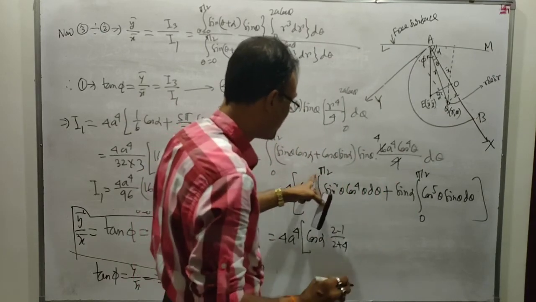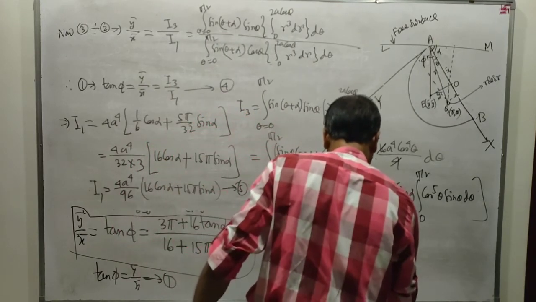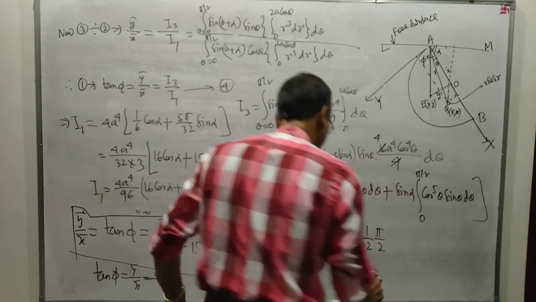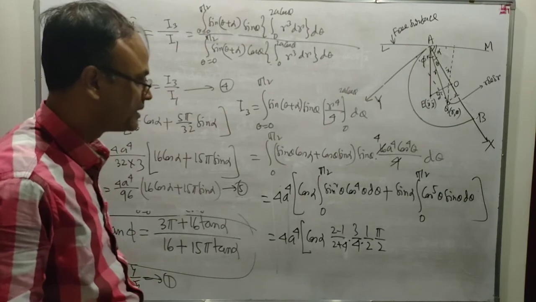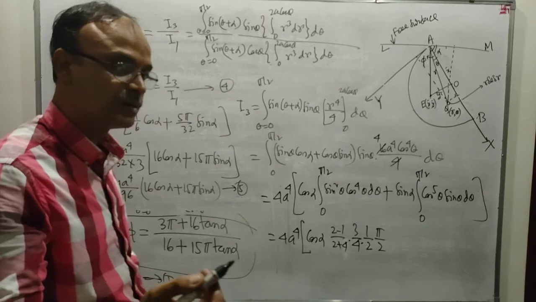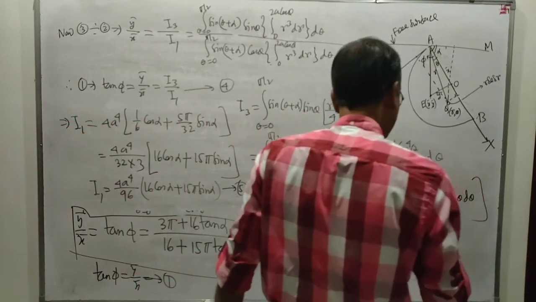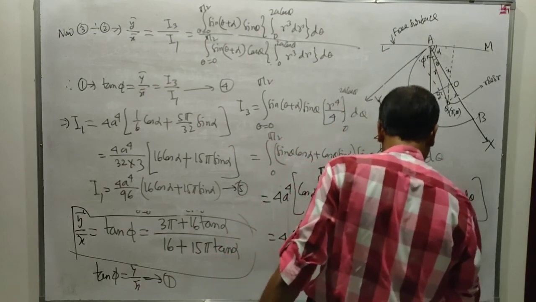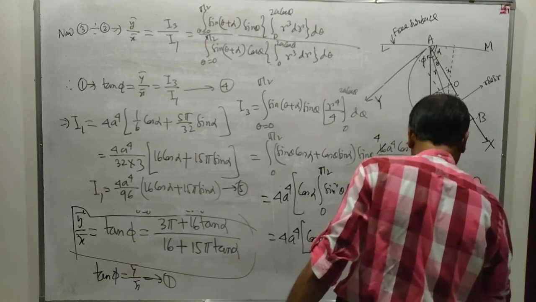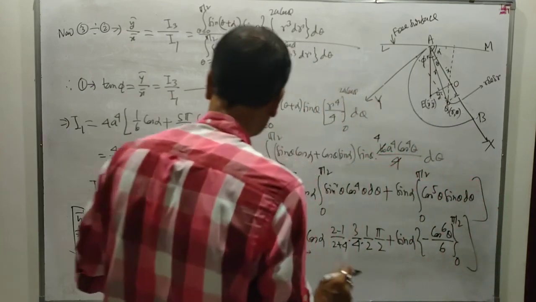It will be 0 to pi by 2, 1 into cos to the power 4 theta. Then you may write 3 by 4, 1 by 2, pi by 2, just using the reduction formula. You may see my videos of reduction formula, pi by 2. Plus sin alpha, it will be minus cos to the power 6 theta divided by 6, 0 to pi by 2.